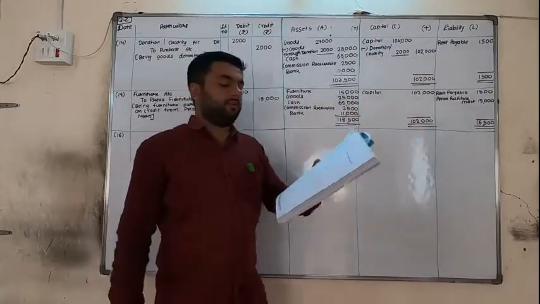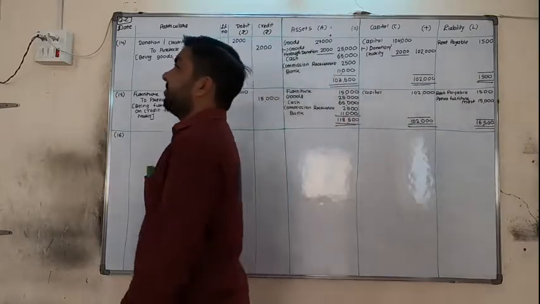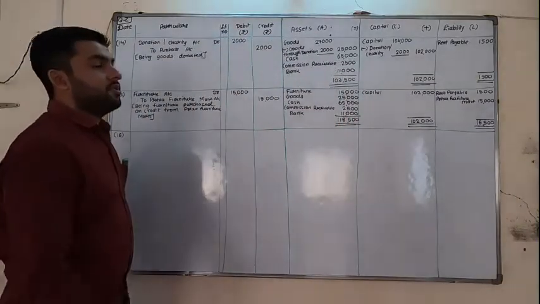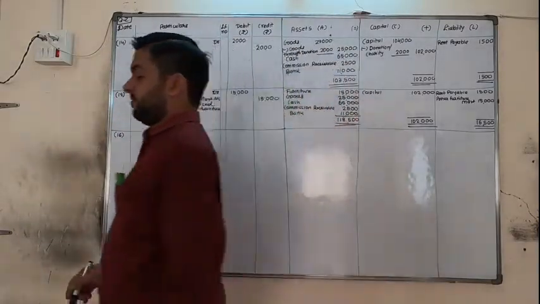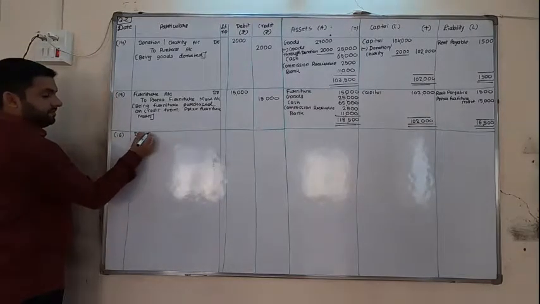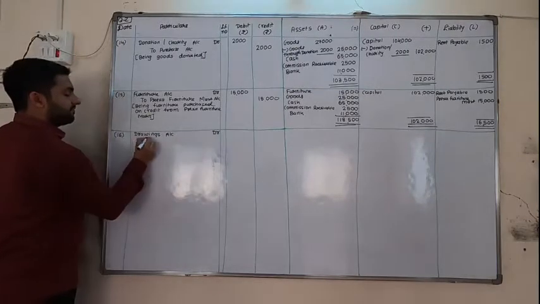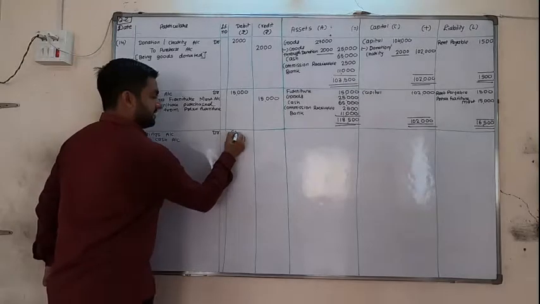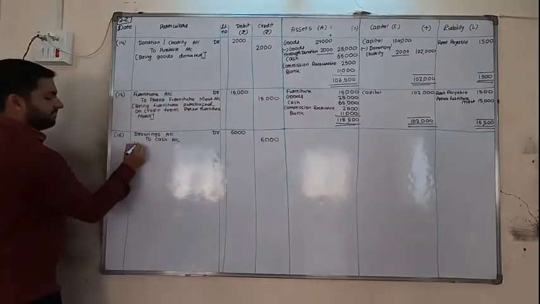College fees of daughter paid 6,000. We have paid the college fees of daughter. Now that is our personal expense. So personal expense is debited to drawings account. And we have paid that amount, so cash is going out. Drawings account debit to cash account 6,000. Being college fees of daughter paid.